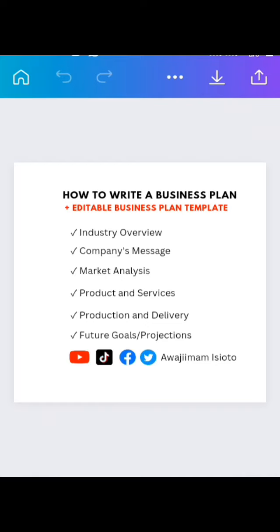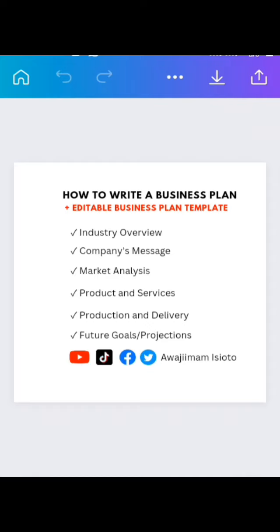The first one is the industry overview. The second one is the company's message. The third one is the market analysis. The fourth one is the product and the service. The fifth one is production and delivery. The sixth one is future goals and projections.